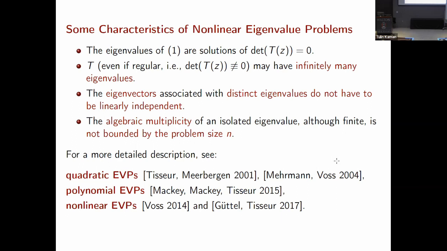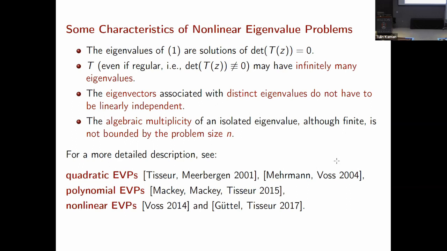The other thing, which is the most problematic in practical applications and in calculations, is the eigenvectors associated with distinct eigenvalues. The first thing we learn in linear algebra is that if we have distinct eigenvalues, then we have a set of linearly independent eigenvectors. Well, we don't have that here. We may have distinct eigenvalues, but their corresponding eigenvectors don't have to be linearly independent. And I will show you a very simple example of that in a second.